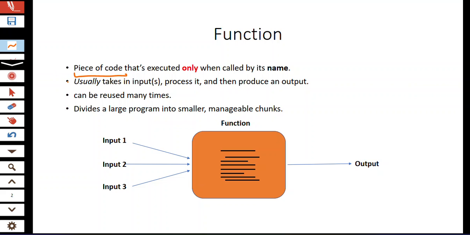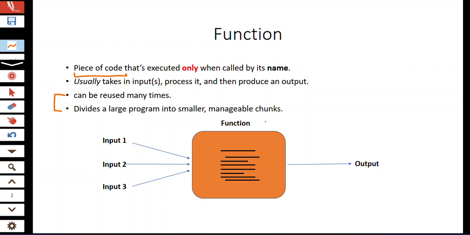Some other attributes of functions: one is that they can be reused many times. You define them once and then call them as many times as you need in your program. So rather than writing the same piece of code over and over again to achieve the same goal, you would write a function with that piece of code and then call that function as many times as needed. Another attribute is that it divides a very large program into smaller manageable tasks, which makes your code easy to read and easy to troubleshoot whenever you run into issues or errors in your program.